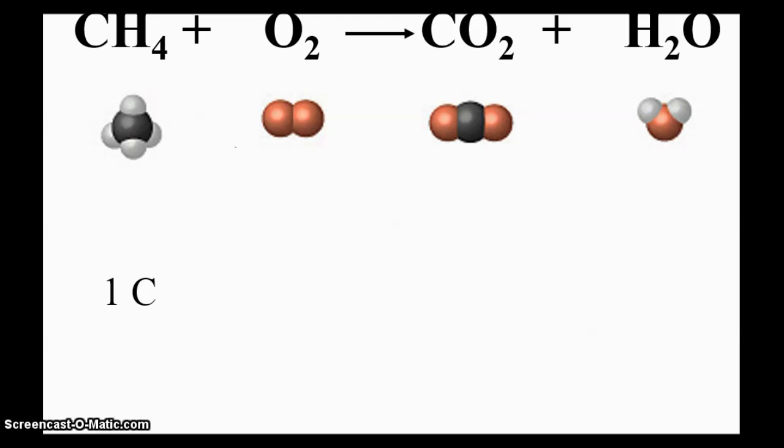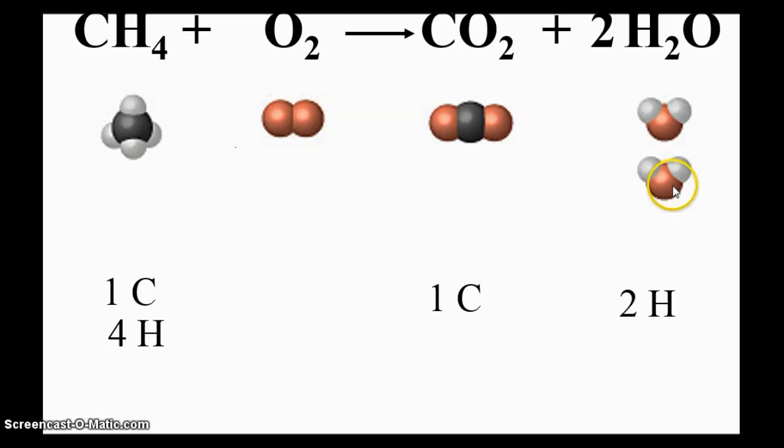So if I look at the carbons first, I have 1 carbon on my reactant side, and I also have 1 carbon on my product side, and those are already balanced for me. If I look at my hydrogens, I have 4 hydrogens here, 4 white ones on my reactant side, and on my product side I have only 2 hydrogens. So that's a problem. They're not balanced. 2 and 4 is not balanced. They're not the same. So I'm going to need another oxygen molecule, or excuse me, water molecule.